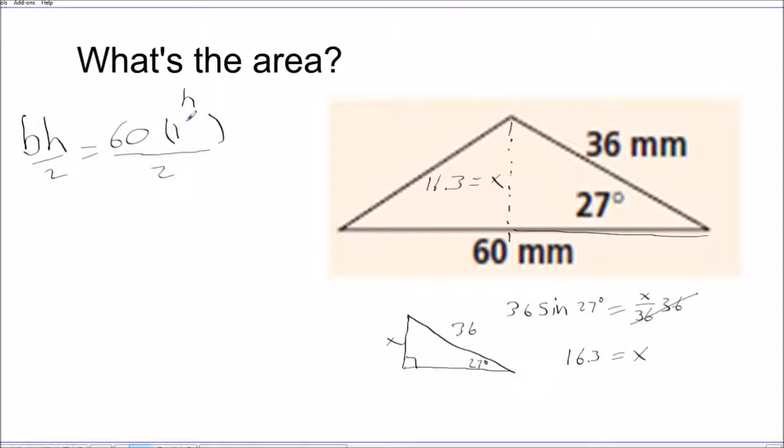So this is also 16.3. And now, to find the total area, it's calculator time. So 60 times 16.3, we're going to divide that by 2, and I get 489 when I do that. I'm going to double check it and make sure. So 60 times 16.3 divided by 2, and sure enough, 489.